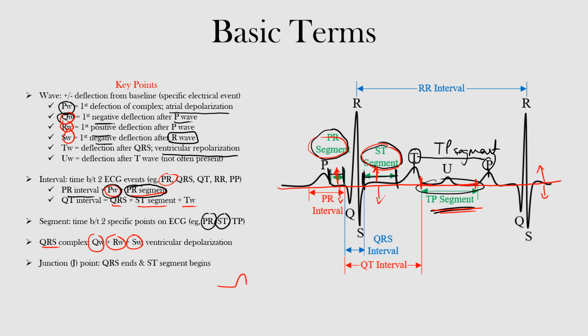We may have a complex that looks like this, where we have the P wave. Here's our QRS complex. It only has an R wave and an S wave, and there's no Q wave, okay? So they don't always have to be there. And again, this complex represents ventricular depolarization.